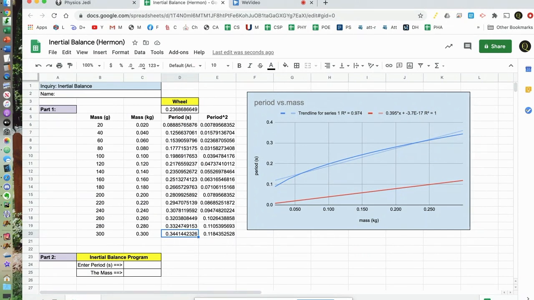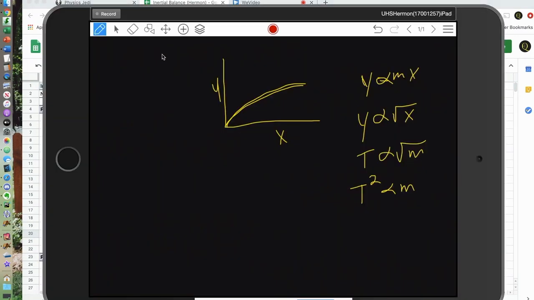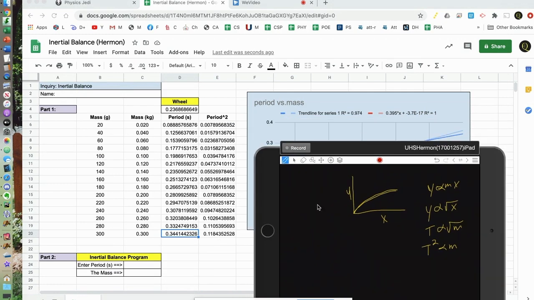If I look on the iPad, I'm going to write that equation. It's going to be T squared equals 0.395x, which is m, the mass, plus basically 0 y-intercept. So I'm just going to use this as my equation for this inertial balance.